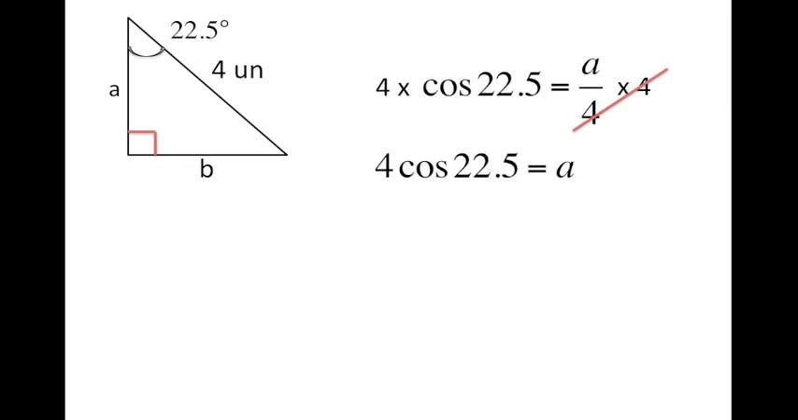Remember, the 4 will not combine with the degree. The degree in a triangle can never change. So once we put that into the calculator, and also remember your calculator needs to be in degree mode, we're going to get 3.7 units.